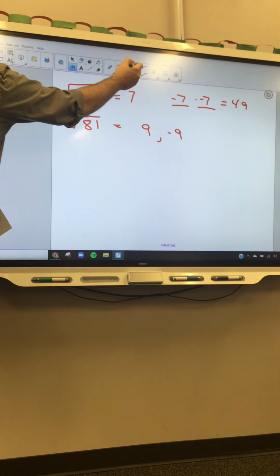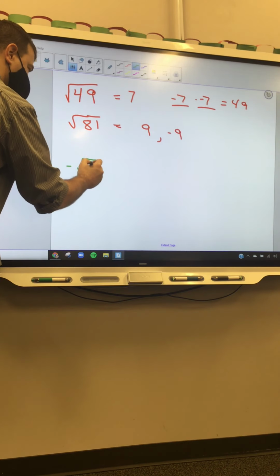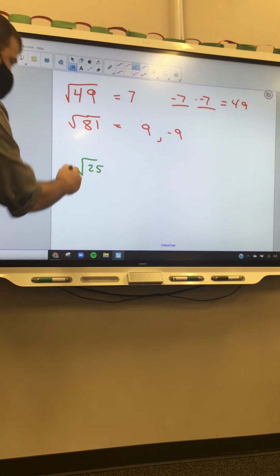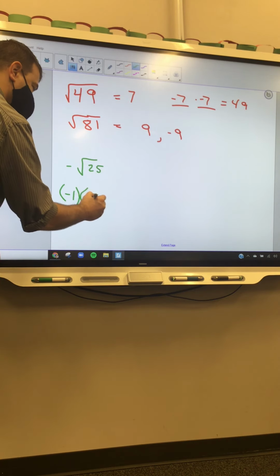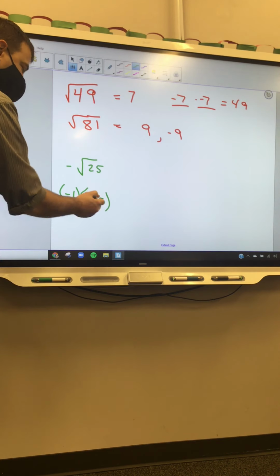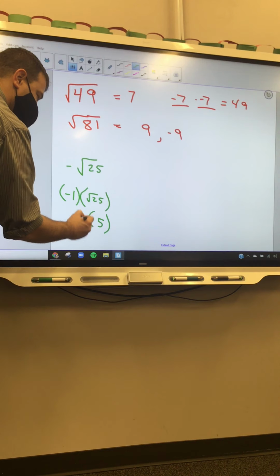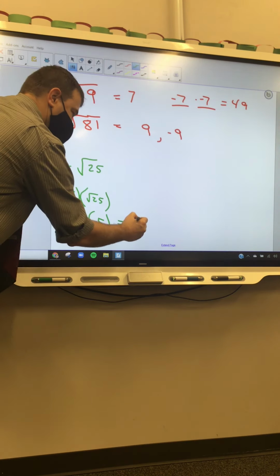This one's a little bit trickier. Here's where we start getting into slightly different items having to do with square roots. What's the negative square root of 25? 5. What? 5. No. Negative 5. Yeah, really what we have here is negative 1 times the square root of 25. Well, the square root of 25 is 5, and so really it's negative 1 times 5, which is negative 5.